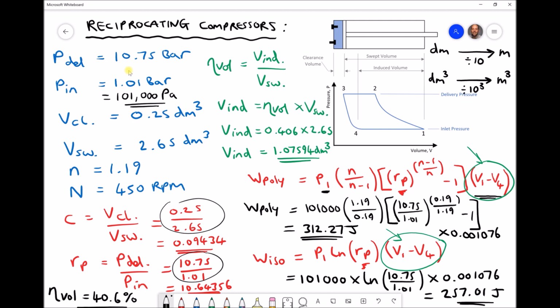So next, we're going to clear some space. We're going to calculate our isothermal efficiency, our free air delivery, and the indicated power, or the power being consumed by this compressor.